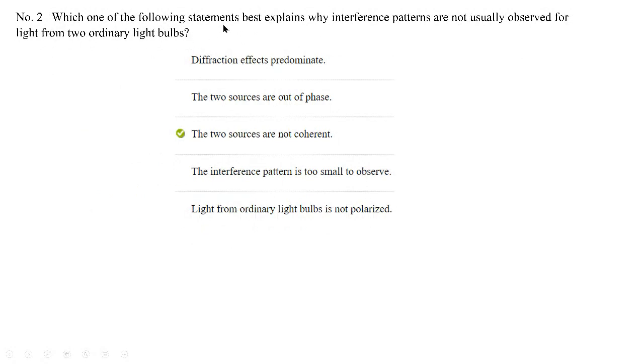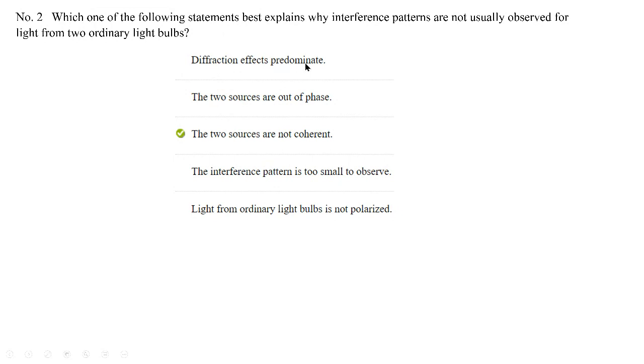Okay, then the next one: which one of the following statements best explains why interference patterns are not usually observed for light from two ordinary light bulbs? Like I have light from my ceiling light, and then from my table light. Why is it that they don't interfere? Well, it gives you 5 statements.